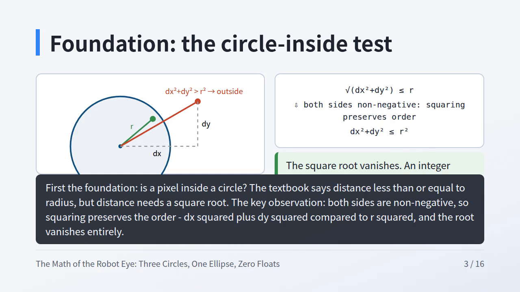First, the foundation is a pixel inside a circle. The textbook says distance less than or equal to radius, but distance needs a square root. The key observation, both sides are non-negative, so squaring preserves the order, dx squared plus dy squared compared to r squared, and the root vanishes entirely.